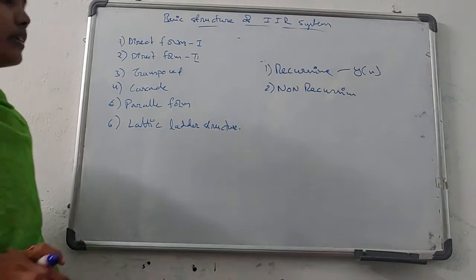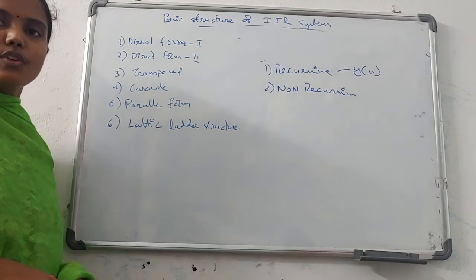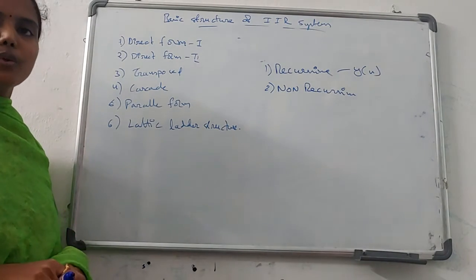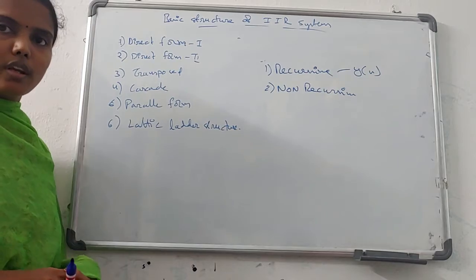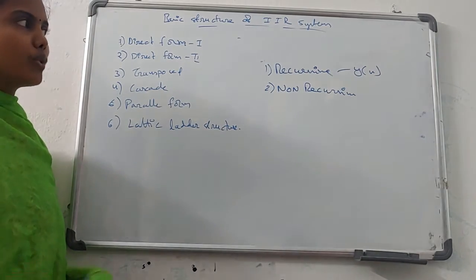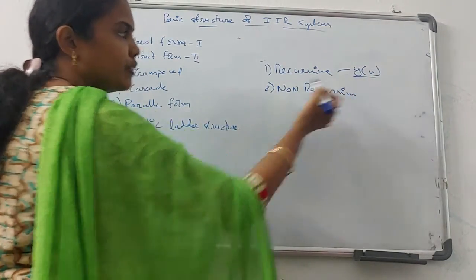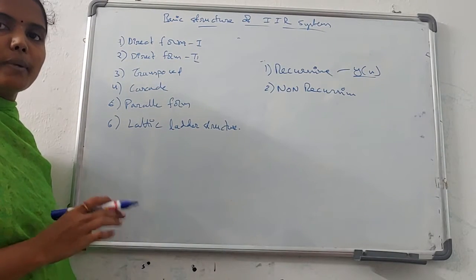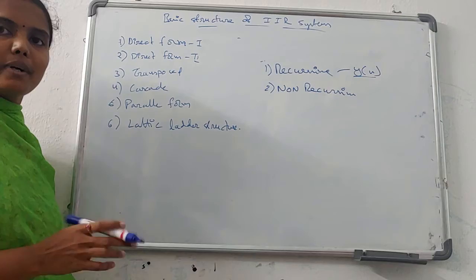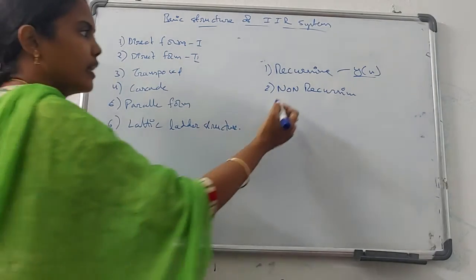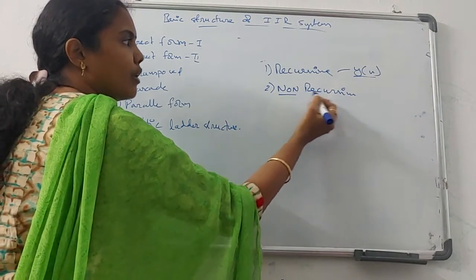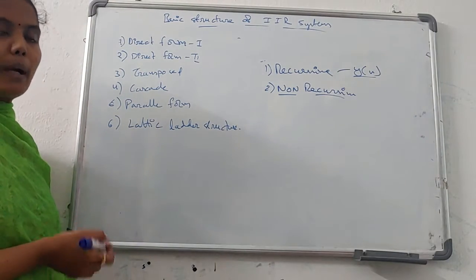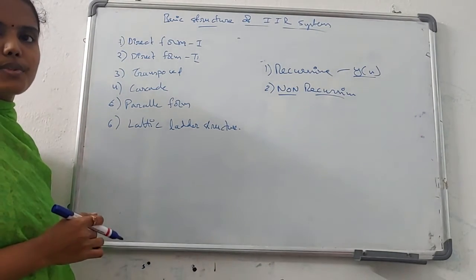Now let us see the next topic, which is the basic structure of IIR systems. Any digital filter can be realized in two different ways: one is the recursive way and the other is the non-recursive way. The recursive way is one where the output y of n is a function of present inputs and past outputs, whereas in non-recursive filters the current output depends on past inputs and present inputs.